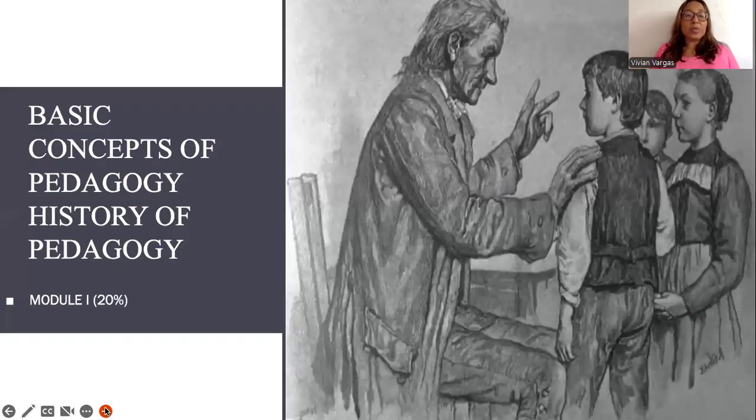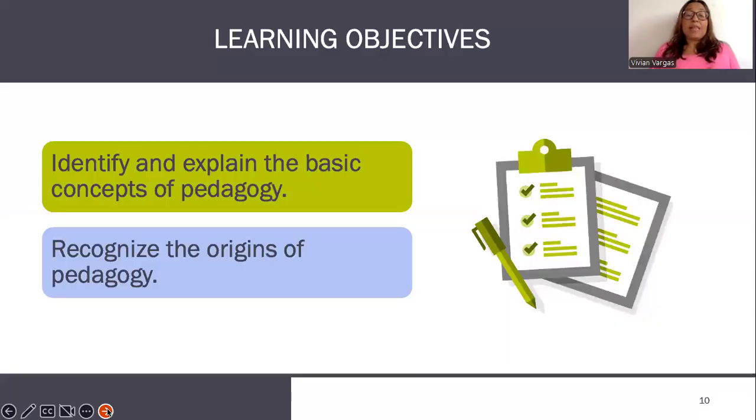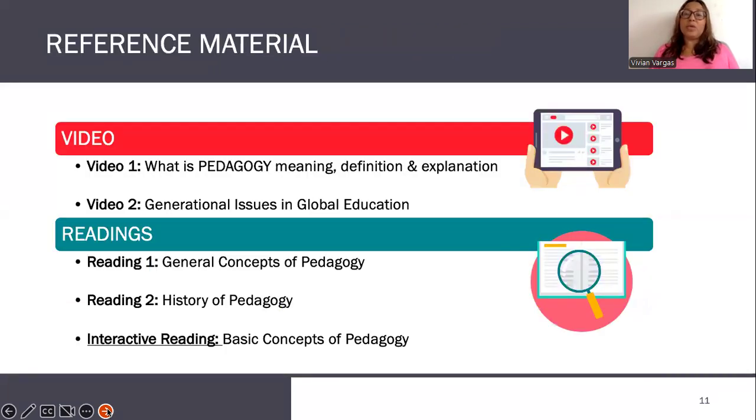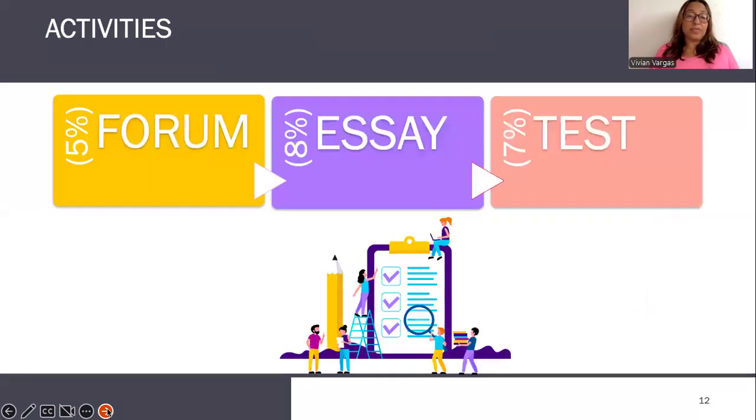After that, we start with module number 1, that is 20%. That is going to talk about 2 classes, remember, about the basic concepts of pedagogy and the history of pedagogy. This is class 1 and this is class 2. We have the learning objectives over here, what you are looking for in each of them. And then you have 2 videos and 2 readings. All this material is going to help you get your objective.